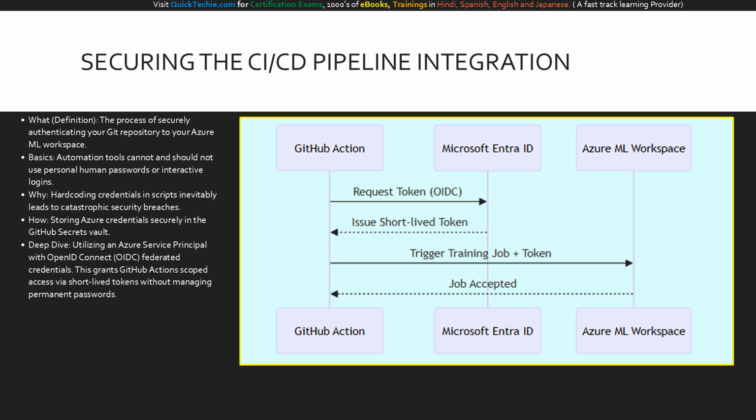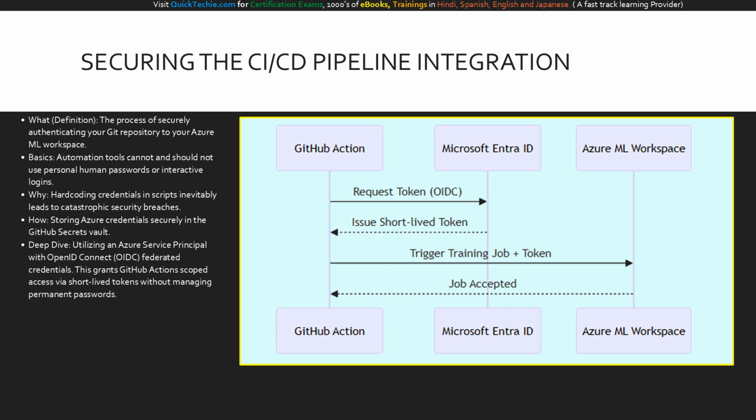Taking a deep dive into enterprise security, we use an Azure Service Principal. Even better, we use OpenID Connect, or OIDC, for federated credentials. This means GitHub Actions can securely request a short-lived access token from Microsoft Entra ID without us ever having to store or rotate a permanent password in GitHub.